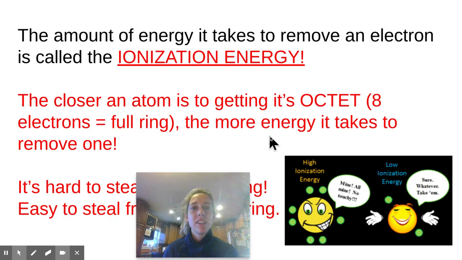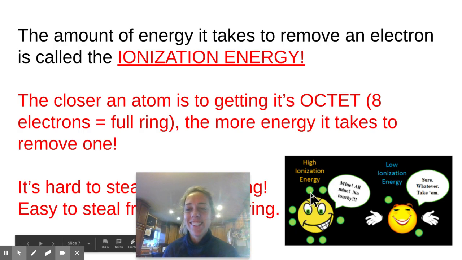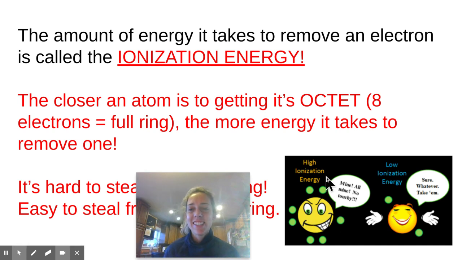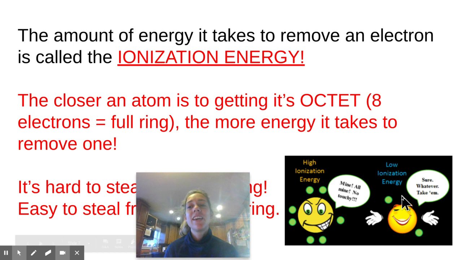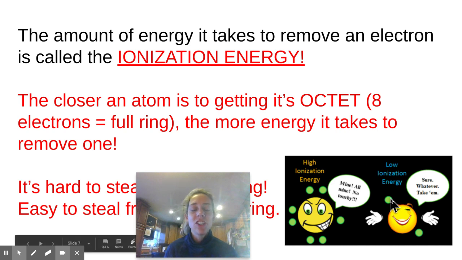Other atoms, here's my little cartoon that goes with that. So this atom here with almost a full ring has a very high ionization energy. He says, mine, no touchy. You can't have it. So if I try to pull one off of him, it would be really hard. But this one over here with only two, whatever, take one. I want to get rid of them anyway. So they say that has a low ionization energy, or it's very easy to steal an electron from.